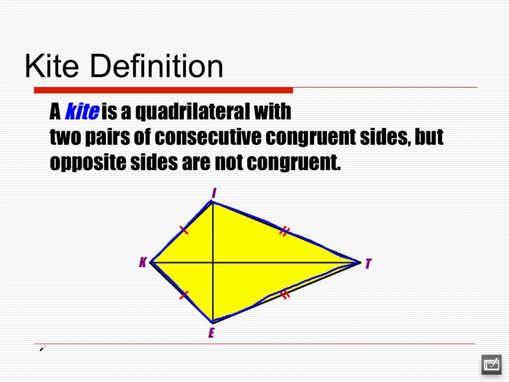Because it says that the opposite sides are not congruent, we know that a kite cannot be a parallelogram. Because in a parallelogram, the opposite sides are always congruent. So a kite is completely different from a trapezoid. It's completely different from a parallelogram. So make sure you get this down in your notebook and on your property sheet.